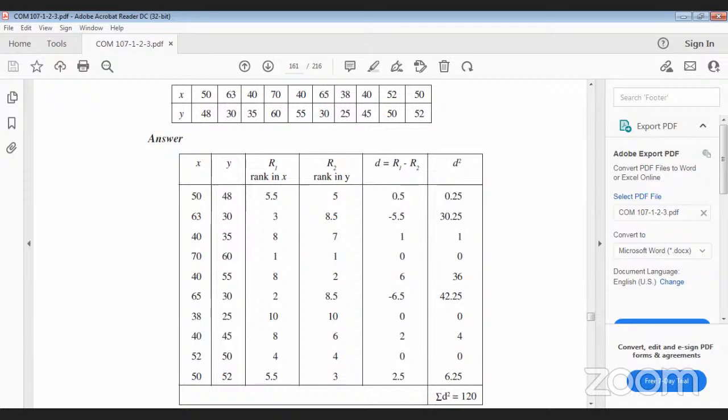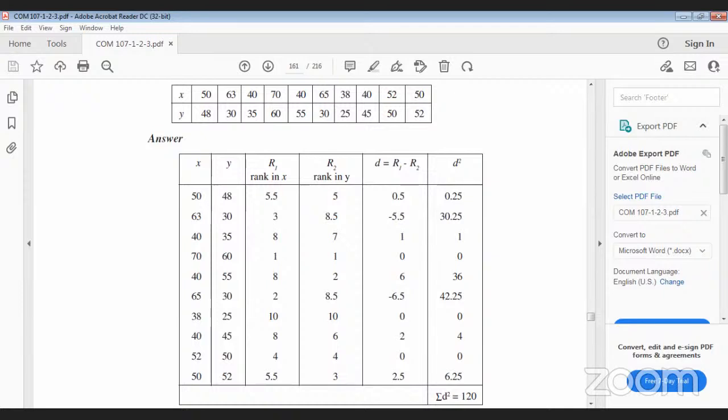Now the rank is given, and 50 appears 2 times here. The highest number is 70 for X, so it gets rank 1, 65 is second, then third is 63. And for fourth, there are 2 numbers, 50 and 50. So they take 5 and 6, a total of 11. 11 divided by 2 means 5.5, 5.5. So for 50 we give the rank 5.5.